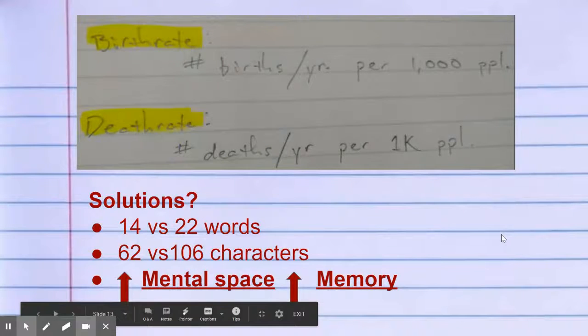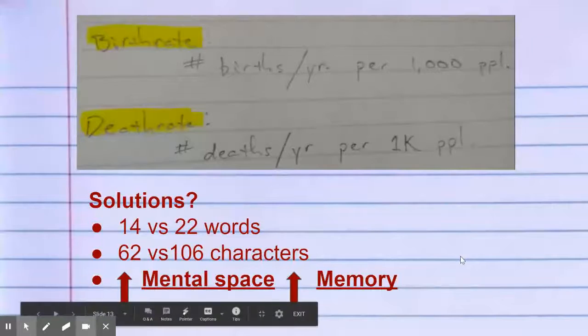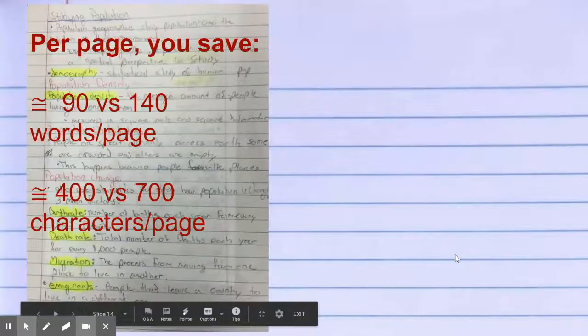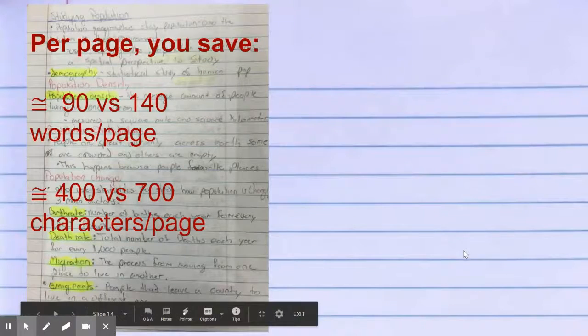What I just did is I created some solutions for myself. Instead of writing 22 words, I wrote 14. Instead of using 106 characters, I used 62. This increases my mental space, which is better for my memory. Per page, if I do that, I'm saving about 50 words per page, going from 140 to 90, right? In terms of characters, the characters that I have to write on the page, I'm saving about 300 per page.